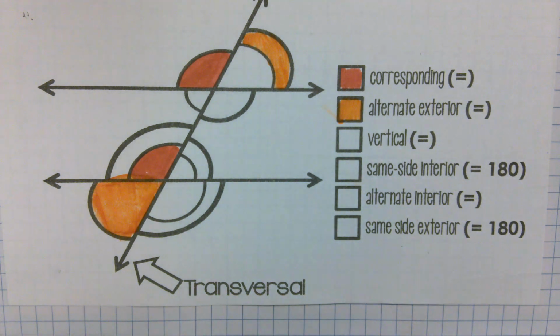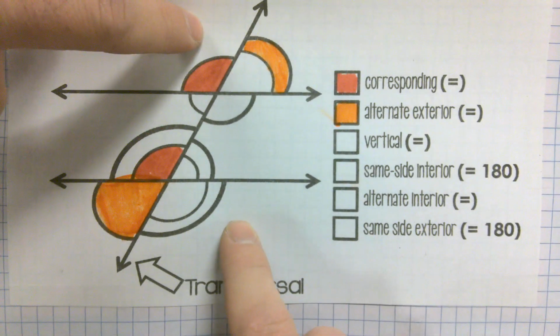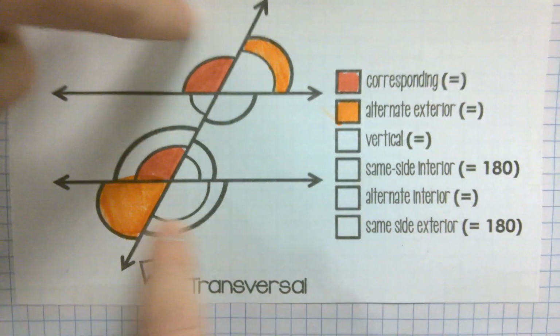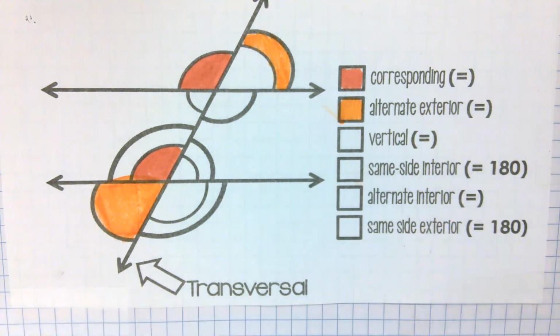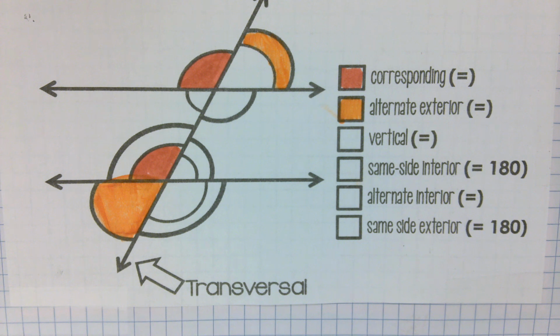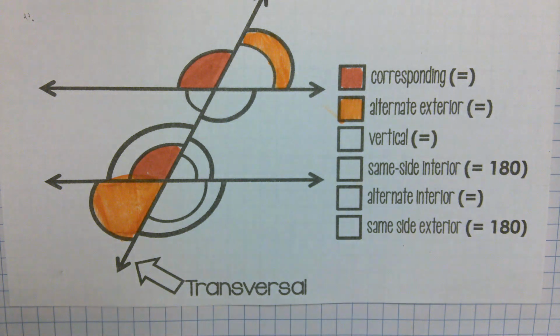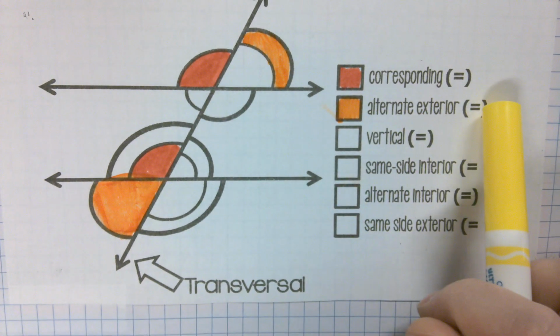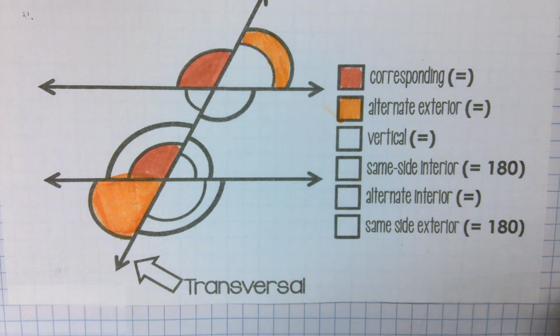We would also have alternate exterior angles on the other side as well. Right? Flip-flop. Because they're alternate. Opposite sides of the transversal. And alternate exterior angles are also equal to each other.